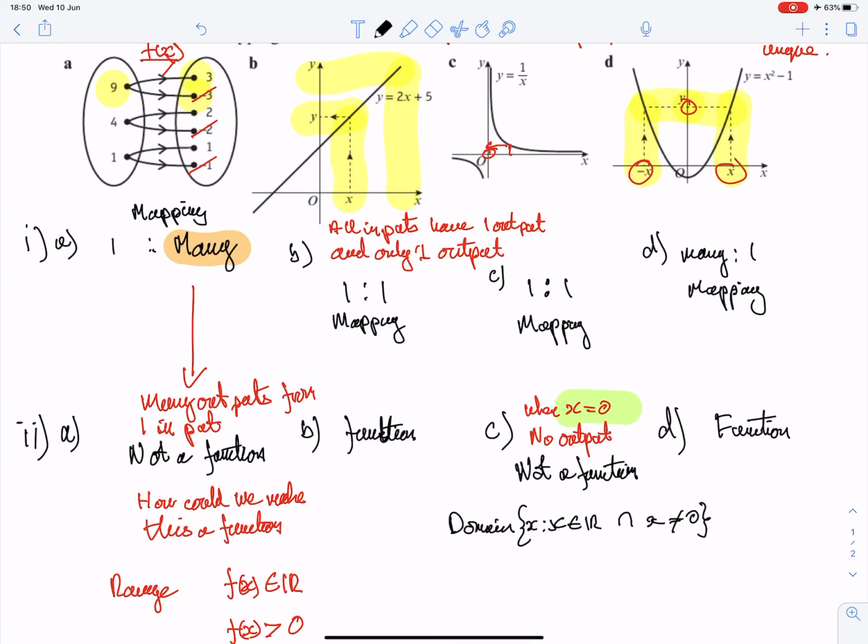Okay, I hope that's clear. And I've just tried to introduce a little bit of set notation because often that's the way the exam would like you to write the answers.